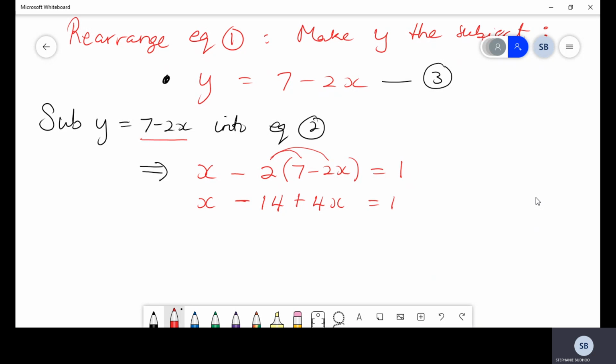Okay guys, here we simply need to group our like terms together. We have x and plus 4x, that is going to give us 5x. On our right-hand side, we have 1, and I am also going to take this subtract 14 and carry it across to my right-hand side, such that it becomes positive 14. Essentially, you are adding 14 to both sides of your equation so that your equation is balanced. Then finally, we get 5x is equal to 15.